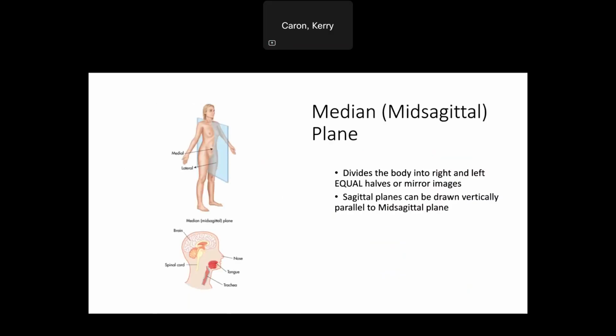Median is also referred to as mid-sagittal. So any cut in this direction, up and down, is sagittal. The mid-sagittal is one directly in the middle, and that would be dividing your right and left sides of the body equally, exactly. So sagittal lines are drawn vertically, and mid-sagittal is the one exactly in the middle. So this example you can see below here of the head, that's a mid-sagittal view. It's not a transverse view, or you'd be looking kind of down into the head.